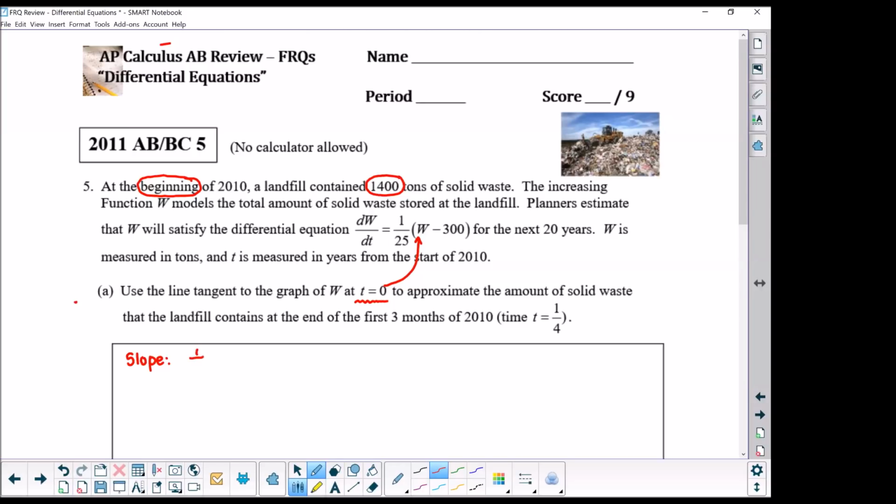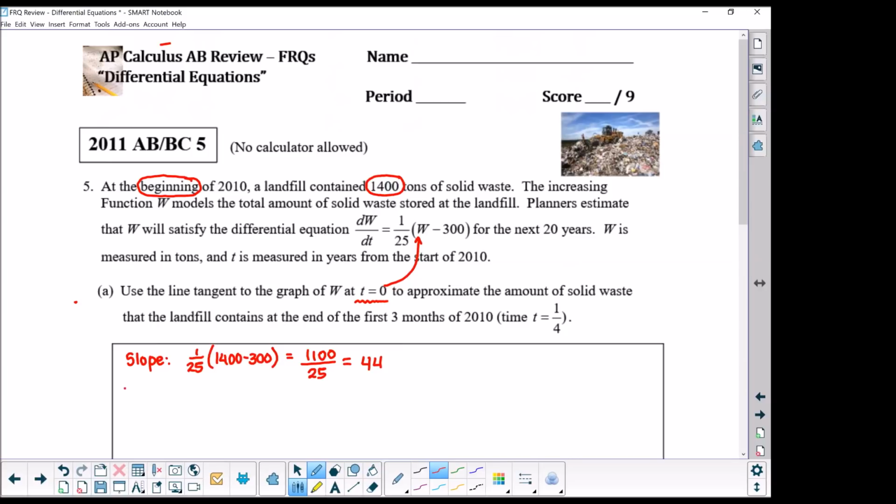So you've got 1/25th times the quantity 1,400 minus 300, and wow, that's complicated. That's tricky, isn't it? That's terrible. What is that? That's 1,100 over 25. See, here's the thing. This is not a calculator permissible question, but 1,100 divided by 25 actually is a very nice number. If you actually wanted to divide 25 into this, you get 44. Now, fear not. If you used 1,100 over 25 throughout the entire part of the problem, you would be okay. You would get full credit.